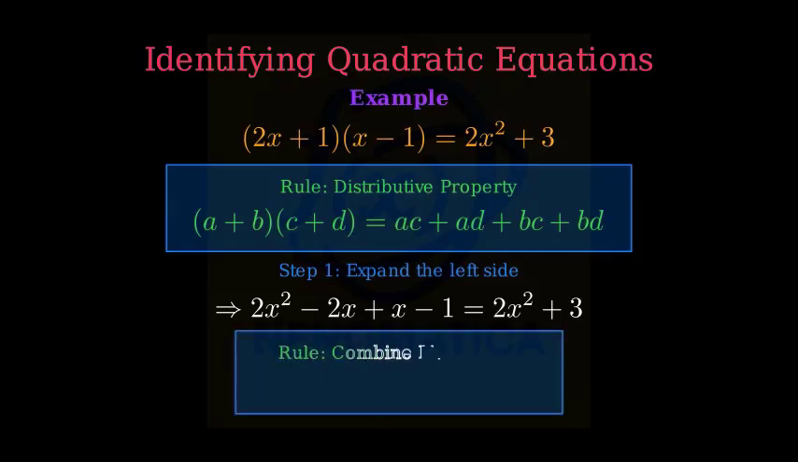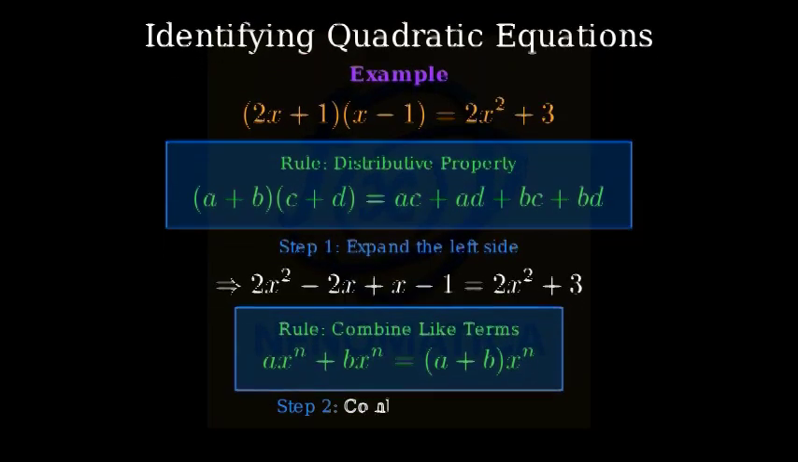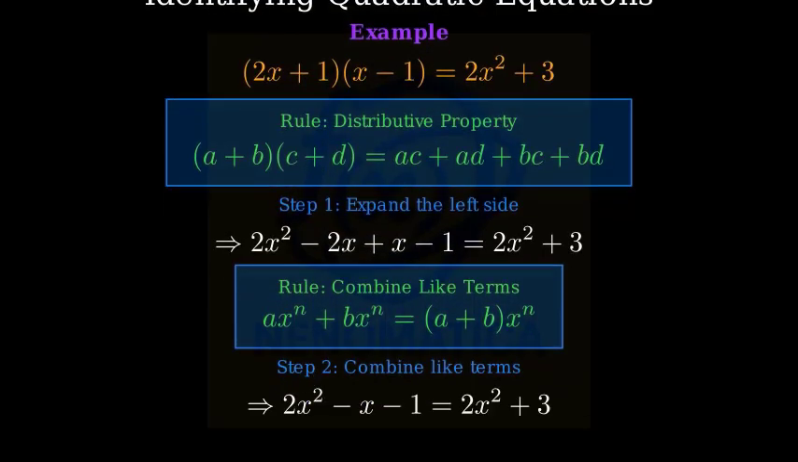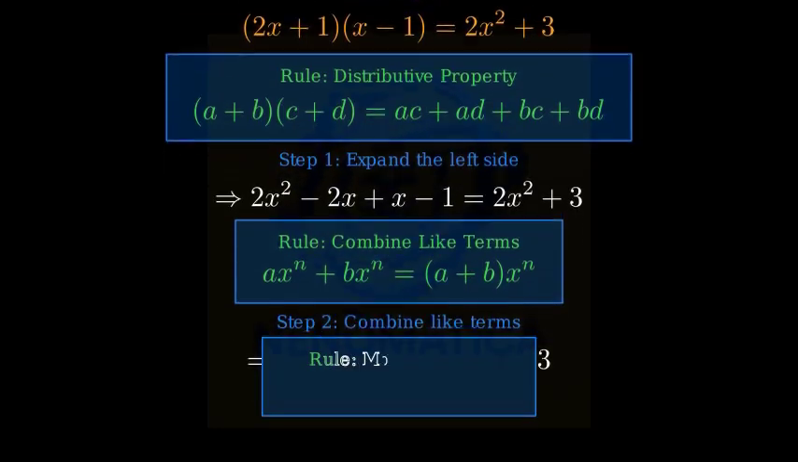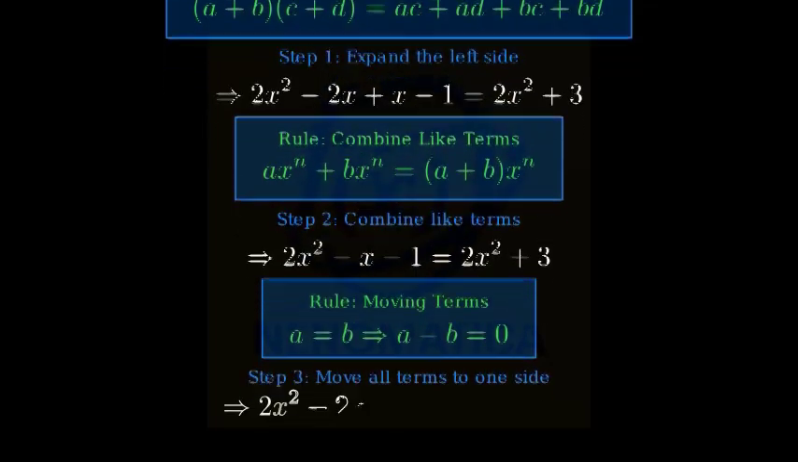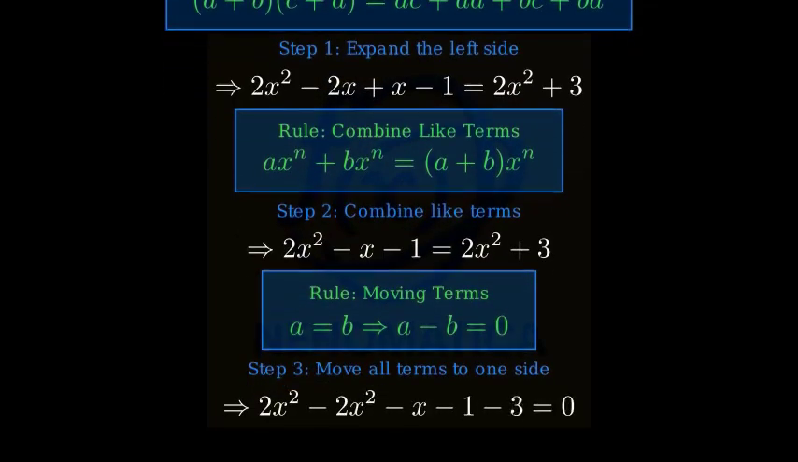Next, let's combine like terms on the left side. Negative 2x plus x equals negative x. So our equation becomes 2x squared minus x minus 1 equals 2x squared plus 3. Now, let's move all terms to one side of the equation. We'll subtract 2x squared from both sides and move all terms to the left side.